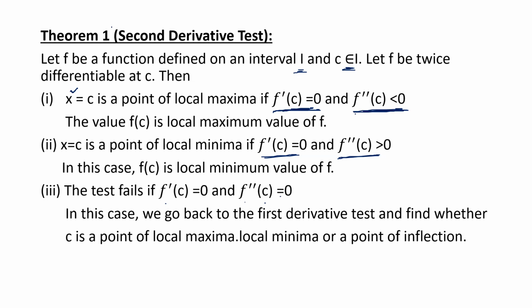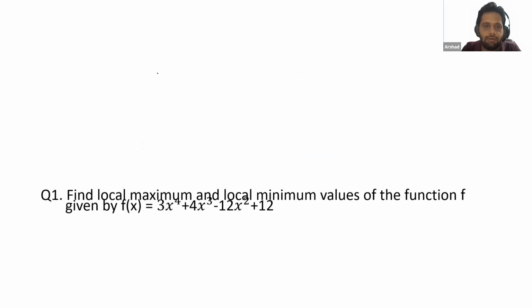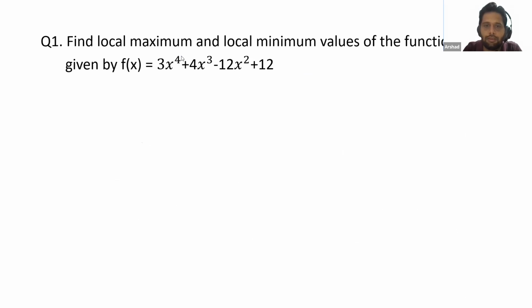Okay, so you have noted this down. We will take a question and try to understand the second order derivative test. Find the local maximum and local minimum values of the function f given by f(x) = 3x^4 + 4x^3 - 12x^2 + 12. This is a very, very simple method.